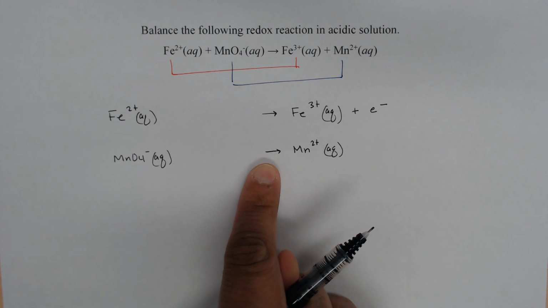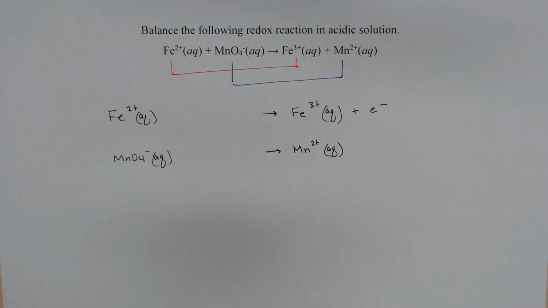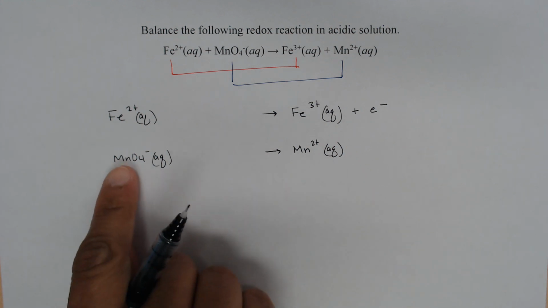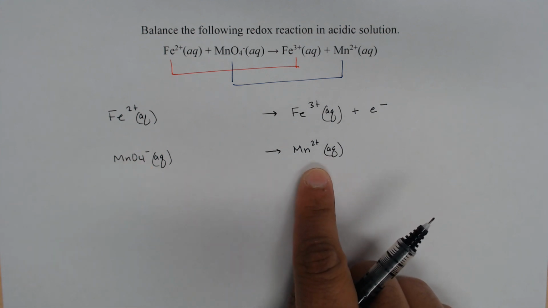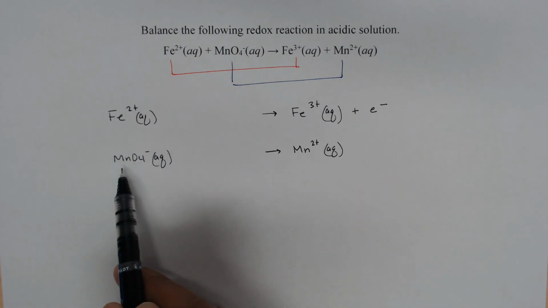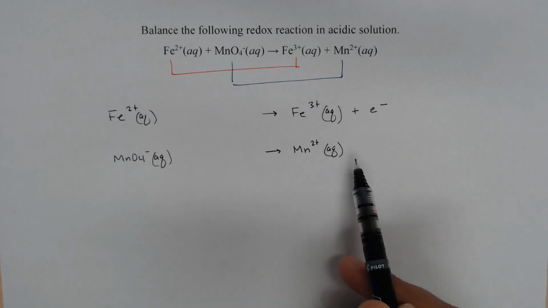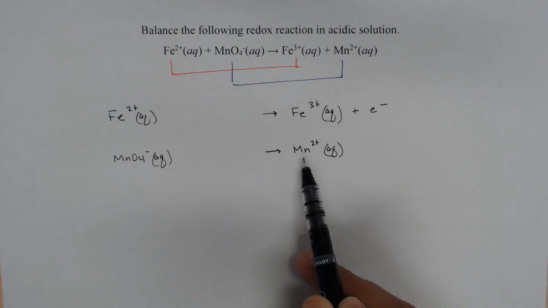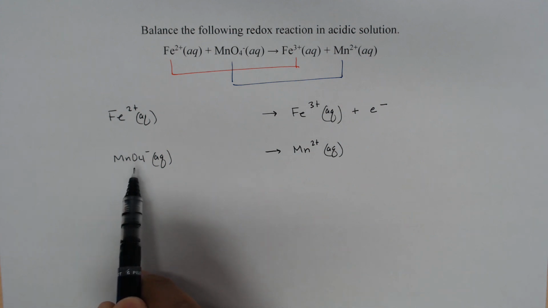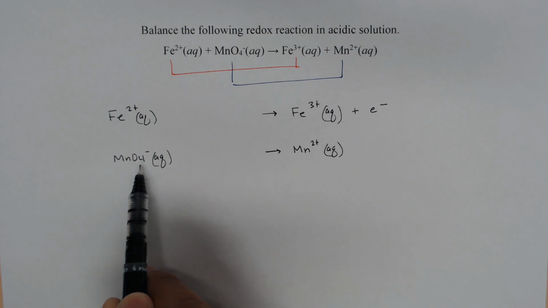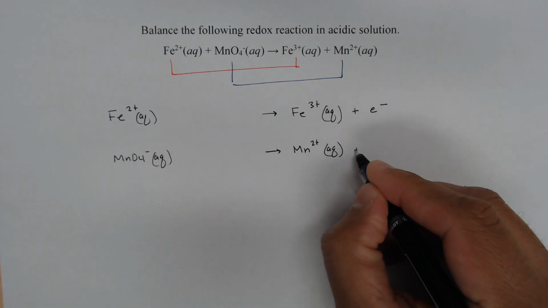Okay, let's move to the second reaction. In the second half reaction, we have permanganate yielding manganese 2+. So we'll balance the manganese, 1 mole of manganese here. On the product side, there's 1 mole of manganese, so that's already balanced. But we'll notice something we didn't see earlier. There are 4 moles of oxygen in the permanganate. So we balance oxygen using water.